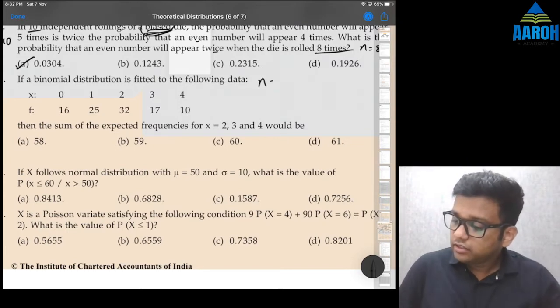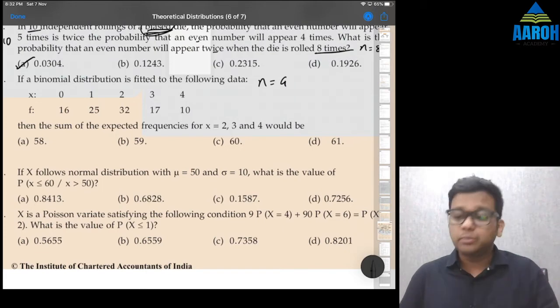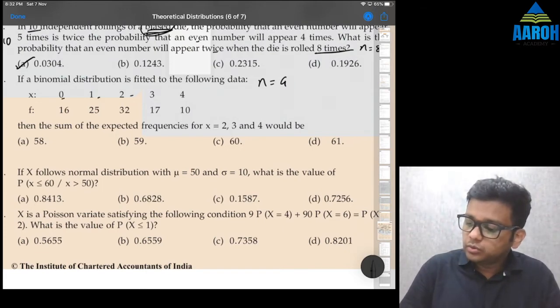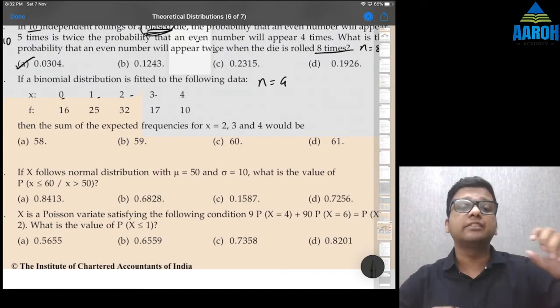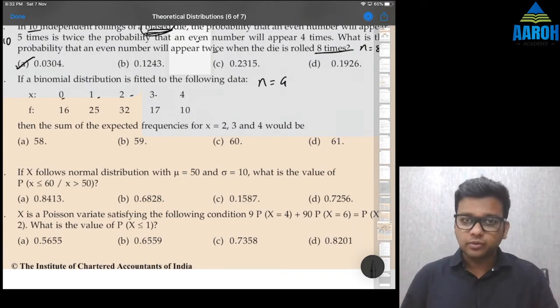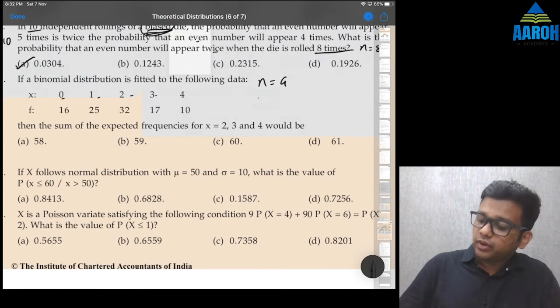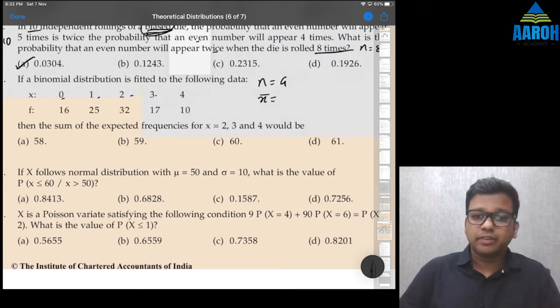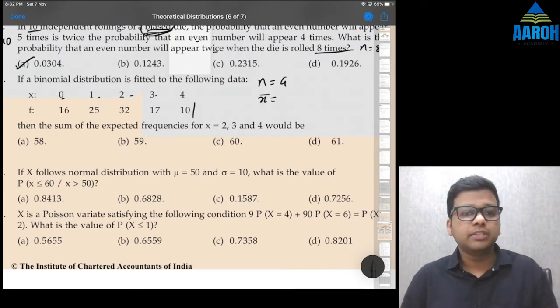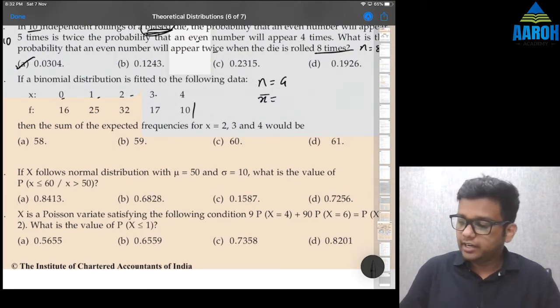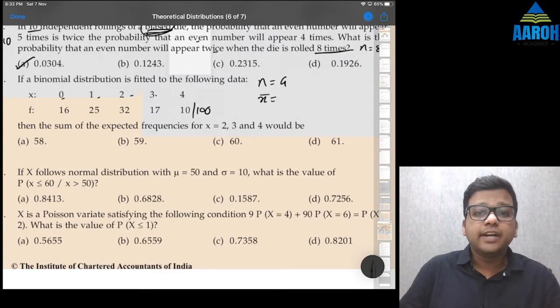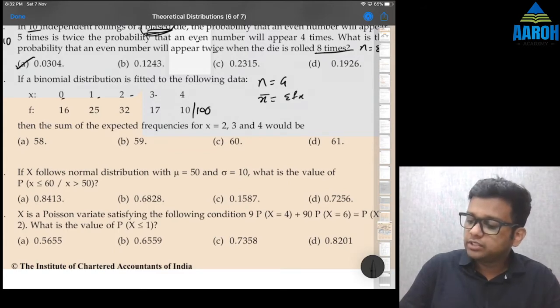We know that if we try to fit a binomial distribution to this data, then n will be 4, because see what are the possible values of x? 0, 1, 2, 3 up to 4. That means the maximum number of trials or maximum number of successes is 4. So n is 4. Then we know that for this distribution, the mean is what? We can calculate. Let's take summation f first: 16, 25, 32, 17, 10. 100 is summation f. So let's find x bar for this data: summation fx upon summation f.